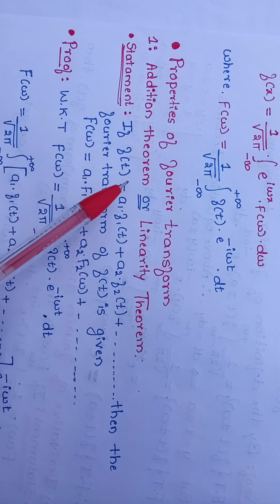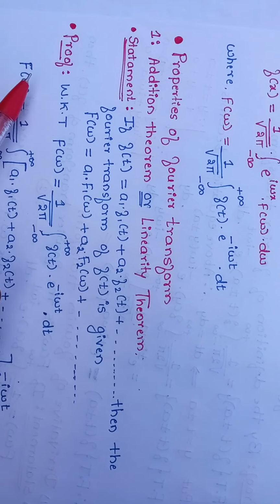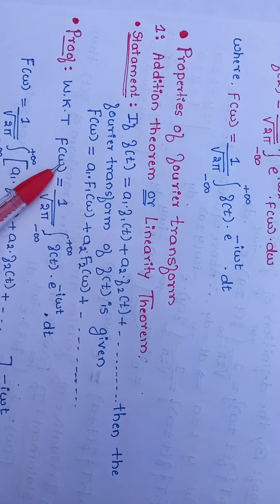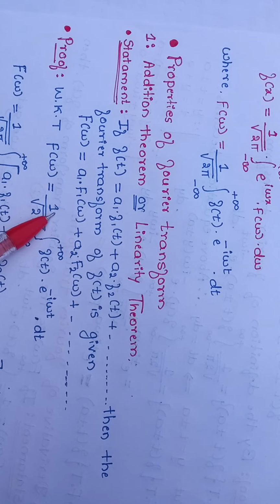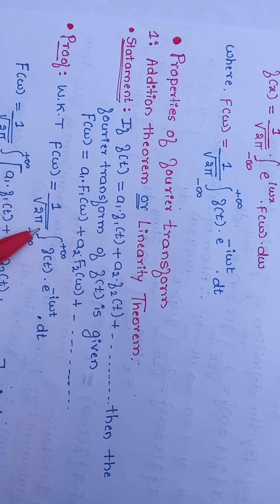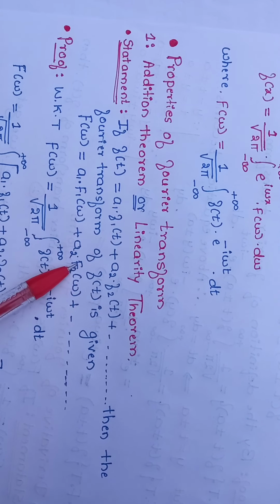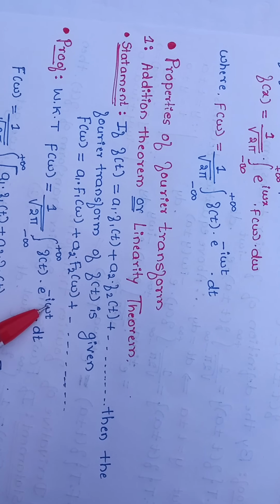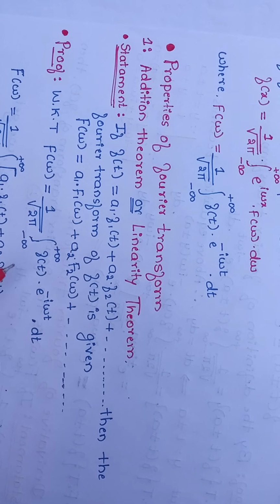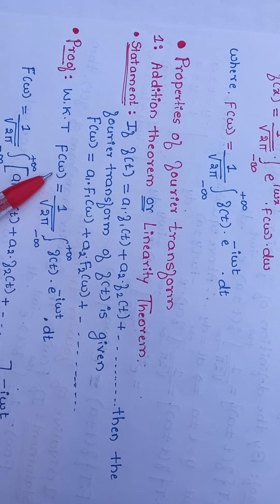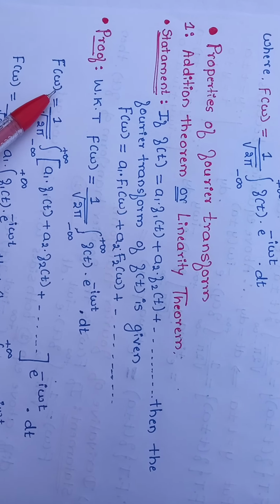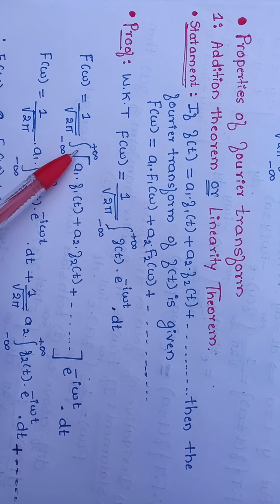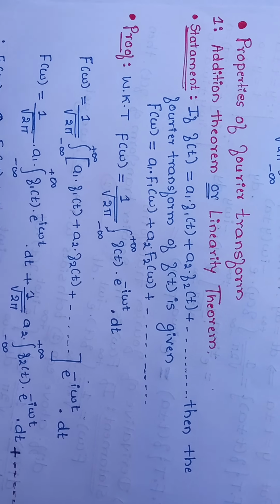Now we have to prove this statement. We know that F of omega, what is the value of F of omega? By the definition, F of omega equal to 1 divided by square root of 2 pi integration minus infinity to plus infinity f of t into e raised to minus i omega t into dt. Therefore, LHS side F of omega equal to 1 divided by square root of 2 pi integration minus infinity to plus infinity.